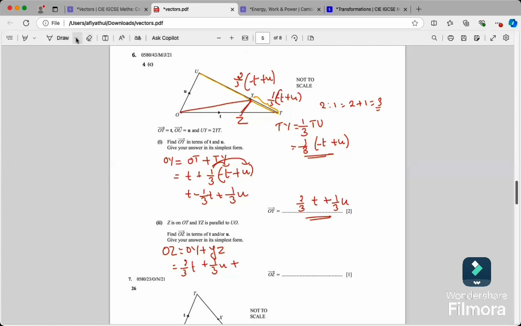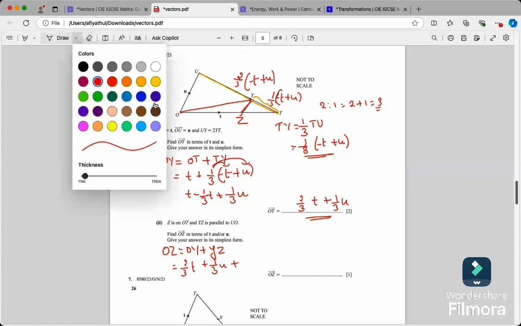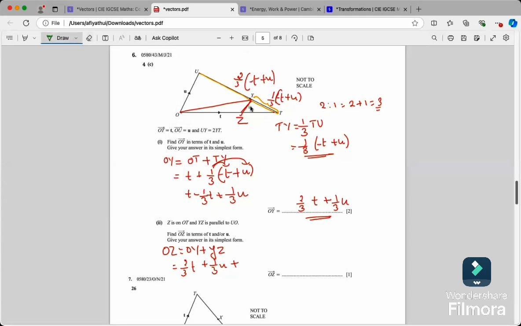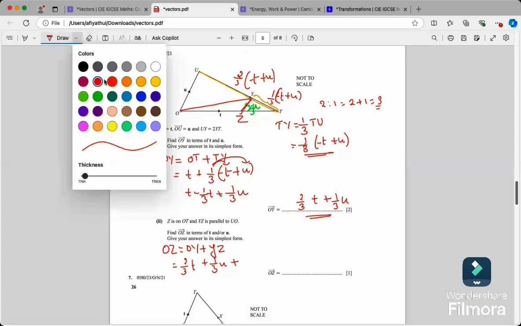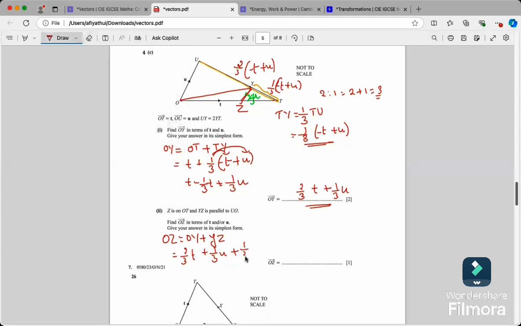So I can say that this is going to be 1 by 3 U. Which one? This YZ. Okay, YZ. Therefore, it will become 1 by 3 U. And if you simplify, YZ should be minus 1 by 3 U. So they both will get cancelled. So your answer will leave with only 2 by 3 T. Okay.